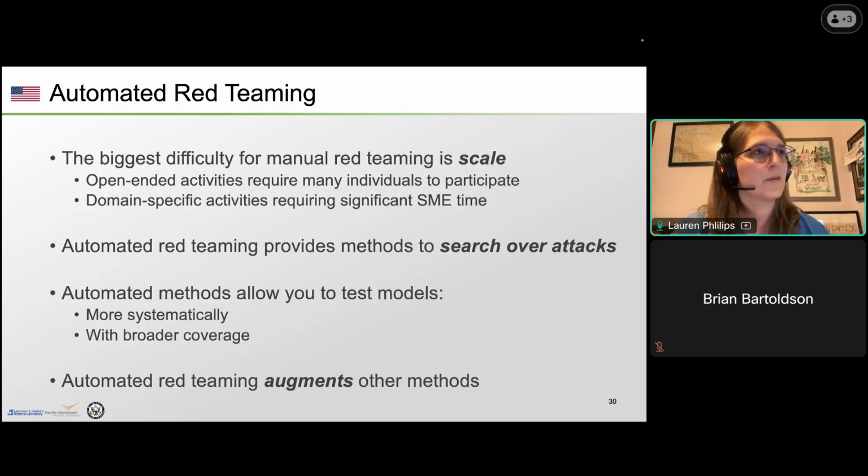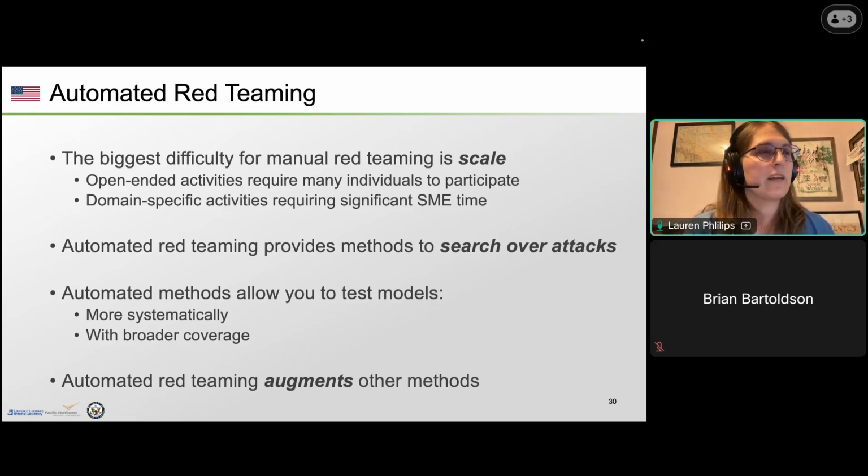Okay. So that's manual red teaming. It has the advantage that you can dive very deeply on a topic, but the problem is always going to be scale. It requires human activity, it requires expertise, and that is always going to reduce the amount that you're able to do of that kind of activity.